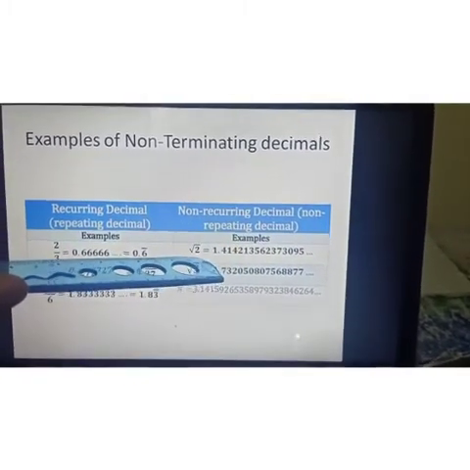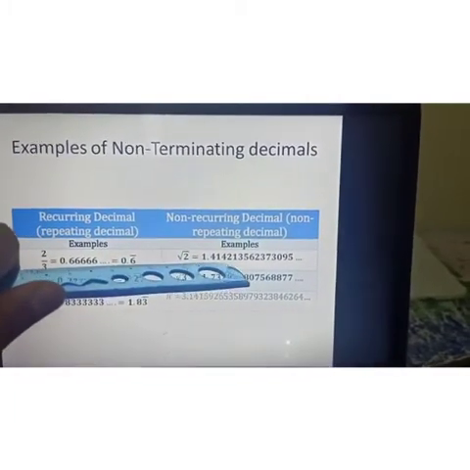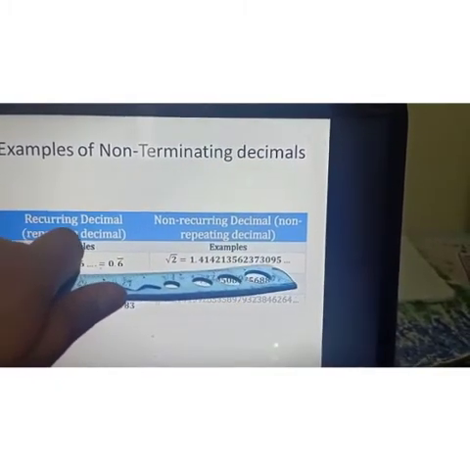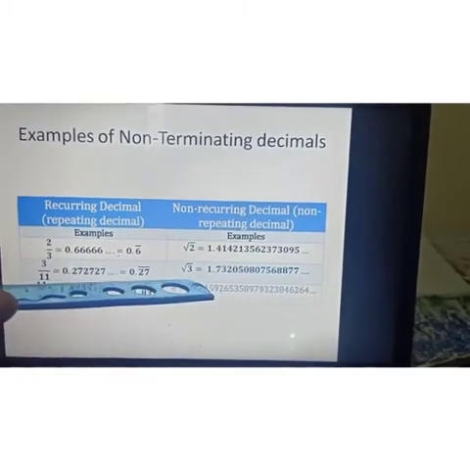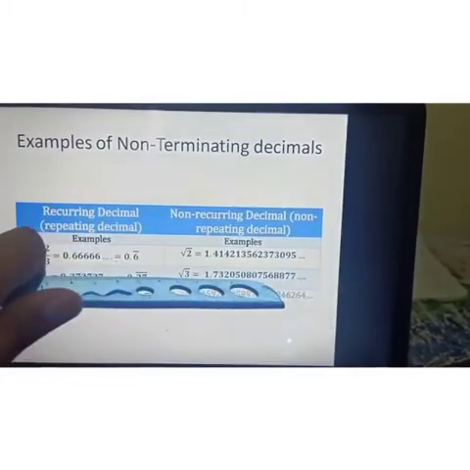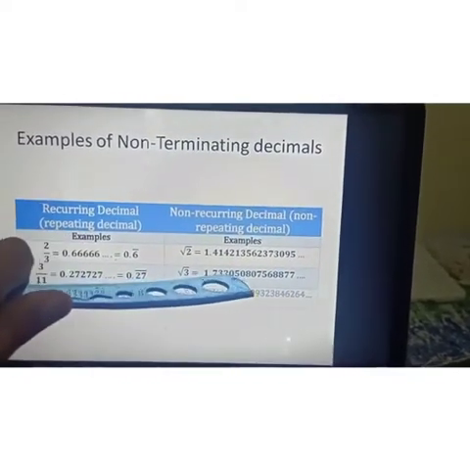When you talk about the value of root 2, its value is 1.4142. Here you observe that no digits are repeating, right? That's why it is an example of non-terminating non-repeating. Here the remainder is also not 0 and the digits are also not repeating. When you talk about root 3, the value is 1.732 and so on, right? Here also you observe that the digits are not repeating. That's why it is an example of non-terminating non-repeating.